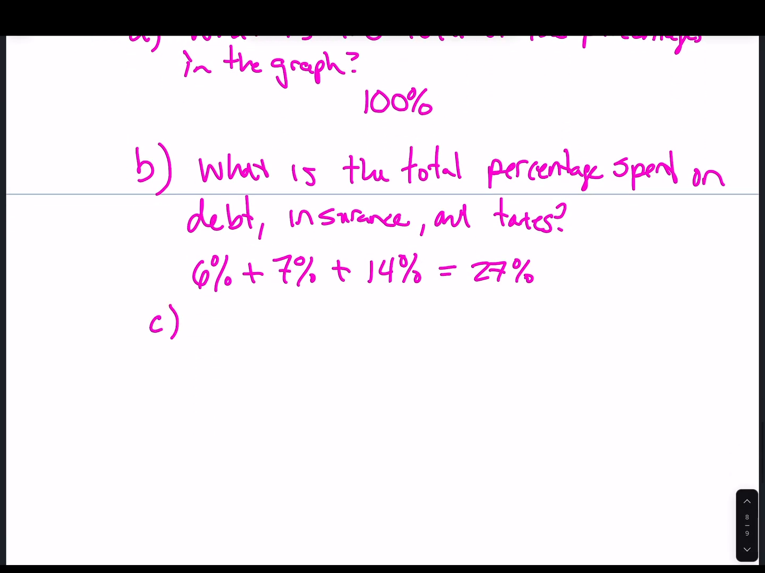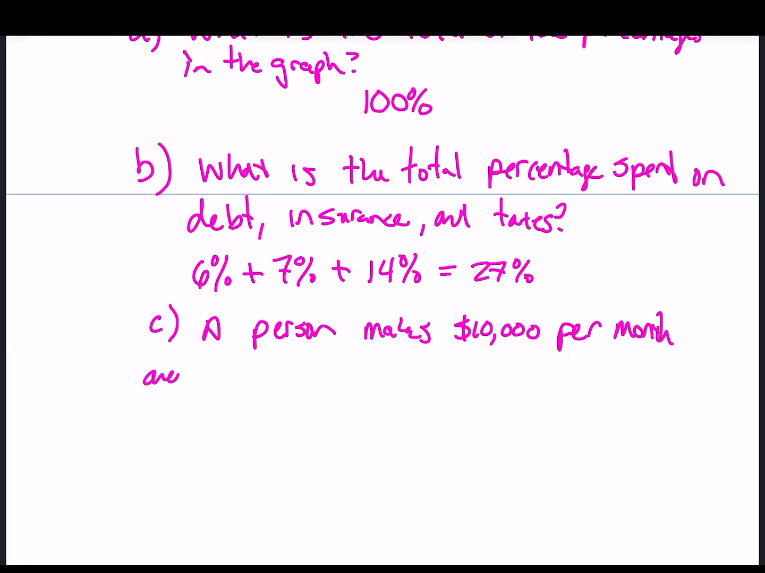Okay, one last part C. A person makes $10,000 per month and has a mortgage of $2,000 per month.